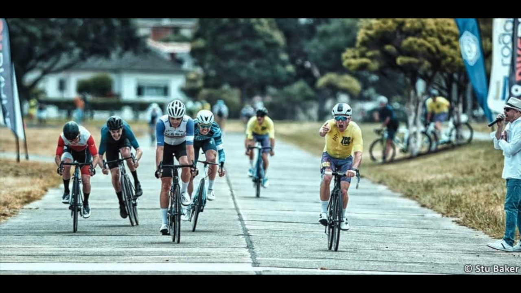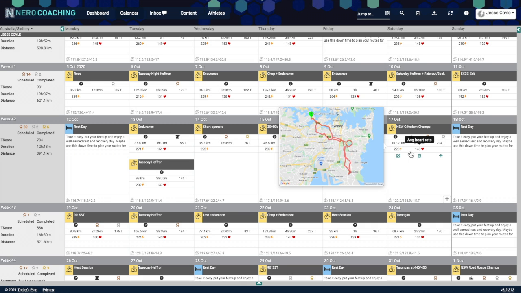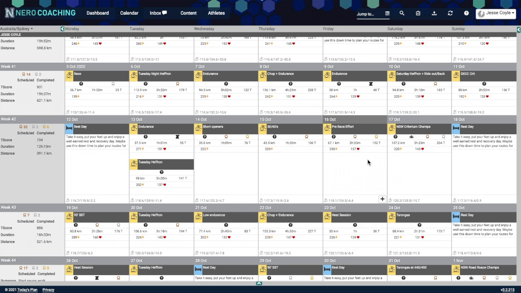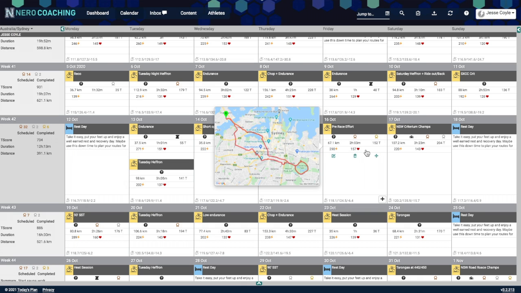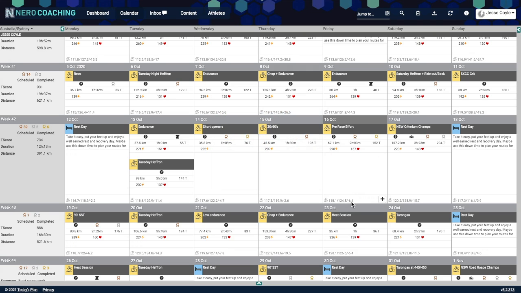The third one was the New South Wales Criterium Championships in 2020. Another race where I was just attacking. I felt like I could make any move I wanted and it was going to work out, and I felt really good. It was on the Saturday, so we're going to go to Friday after this ride. This was a pretty solid pre-race ride, 2 hours, 150 TSS. And then the TSB value going into that race was negative 6.4.